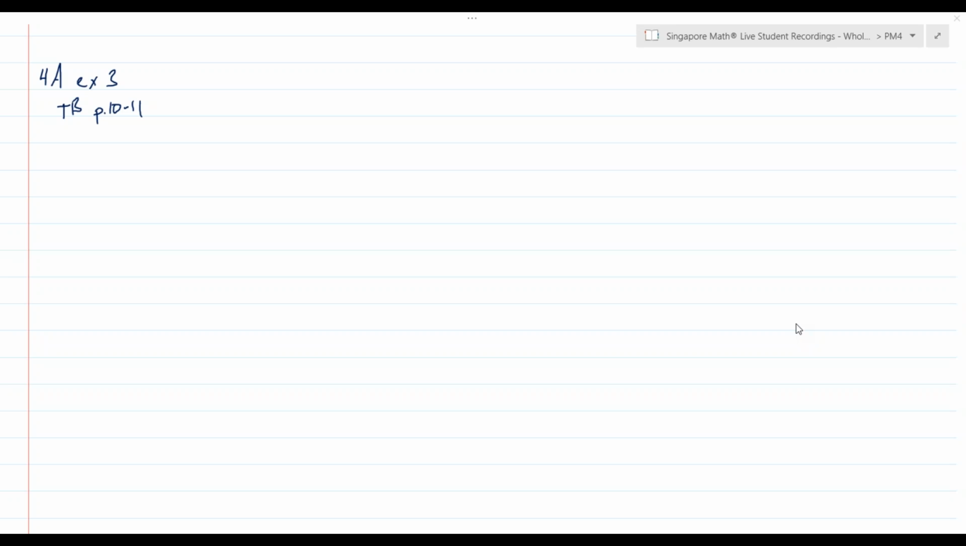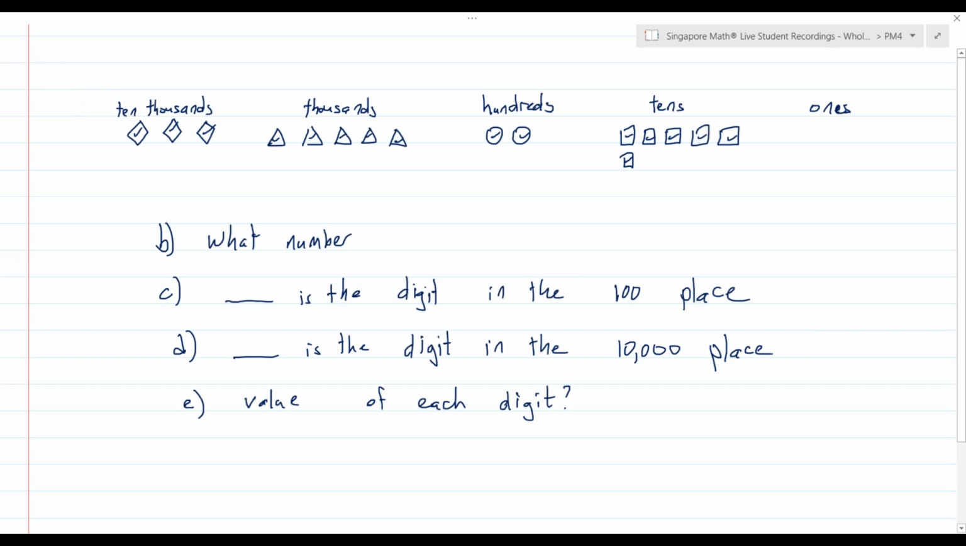Today we're going to talk about Workbook 4A, Exercise 3. In the textbook, this is on pages 10 and 11. We're continuing to talk about numbers into the 10,000s.